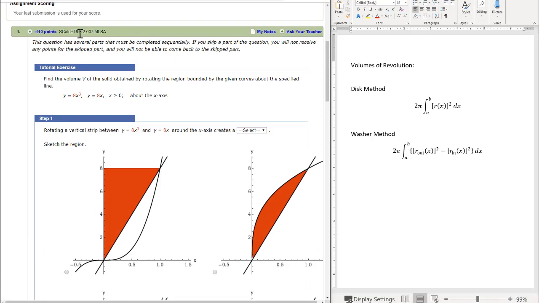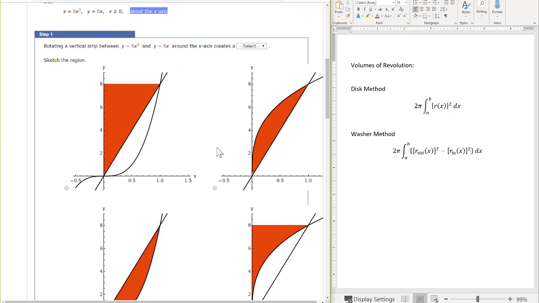Let's do this problem from your lab assignment, section 6.2, problem number 1. They want us to find the volume of the solid obtained by rotating the region of the given curves about the line. So we have a curve y is equal to 8x cubed. We have another one, looks like a line, y is equal to 8x. And we want x to be bigger than or equal to 0. I'm going to hope that they intersect somewhere. We want to rotate that about the x-axis.